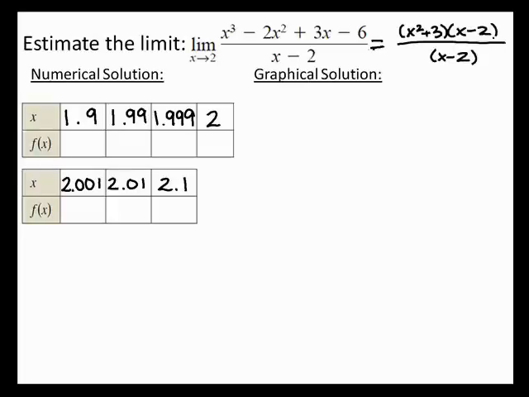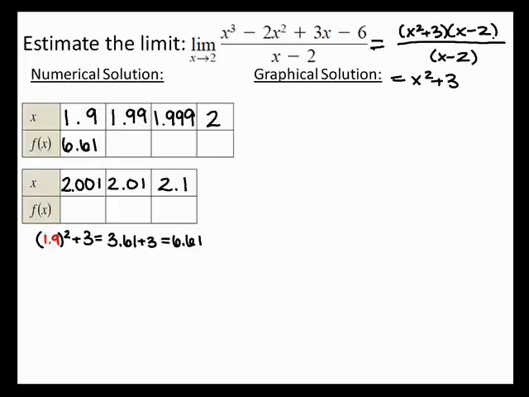Simplify the fraction by factoring the numerator. Cancel out common factors. You find that x cubed minus 2x squared plus 3x minus 6 divided by x minus 2 is equivalent to x squared plus 3. Substitute 1 and 9/10 into x squared plus 3. Simplify 1 and 9/10 squared. Simplify 3 and 61/100ths plus 3. You find that f of x is 6 and 61/100ths.